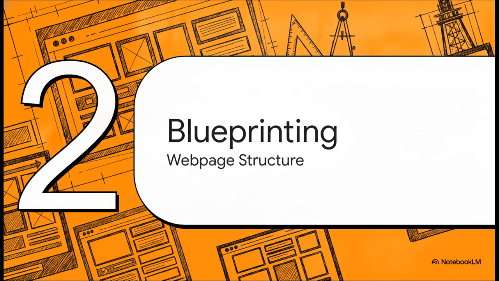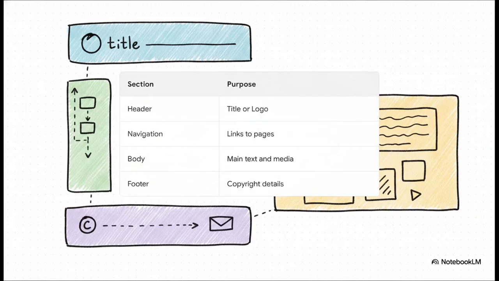Moving right along to step 2, blueprinting. Because honestly, before we write a single line of code, we really need a solid plan. Just like a master architect wouldn't just start pouring concrete without looking at a blueprint, we shouldn't start coding without a map. Here is exactly how a standard, simple web page structure is mapped out from top to bottom. At the very top, you've got the header, and its main purpose is to hold your big title or your logo. Right below that, or sometimes tucked off to the side, is the navigation section, which holds all the links to the other pages on your site.